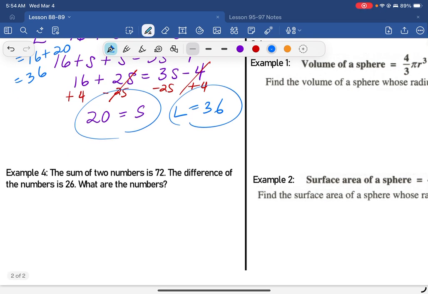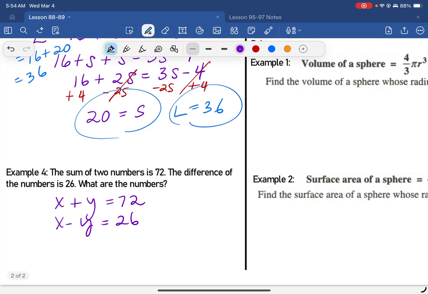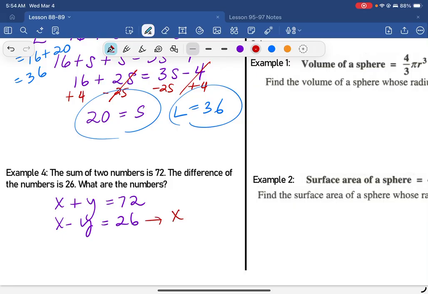Now this one says the sum of two numbers is 72. All right, sum means add, so we'll do x plus y equals 72. The difference of the numbers, x minus y, is 26. What are the numbers? Okay, well, we're just going to move one of these over. I'm choosing the bottom one, but you could have chosen the top one. I just like to add, so I'm adding that y over.